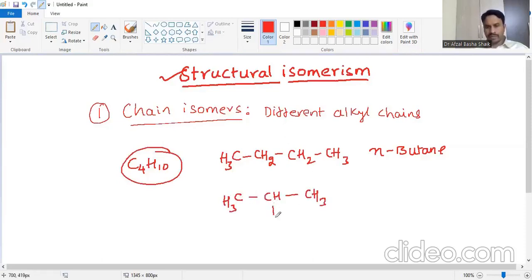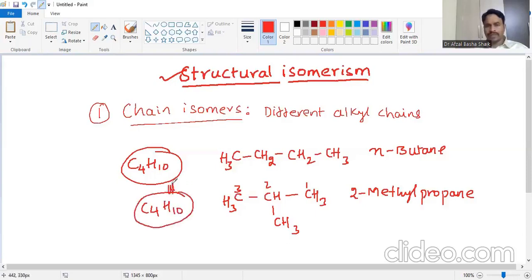If you take another molecule like this, 1, 2, 3, this molecule is known as 2-methylpropane. At the second position you see a methyl group, and this is the propyl chain. If you compare these two molecules, again it has 1, 2, 3, 4 carbon atoms, and 3, 3, 3, 9 plus 1, 10 hydrogens. In both cases the molecular formula is the same.